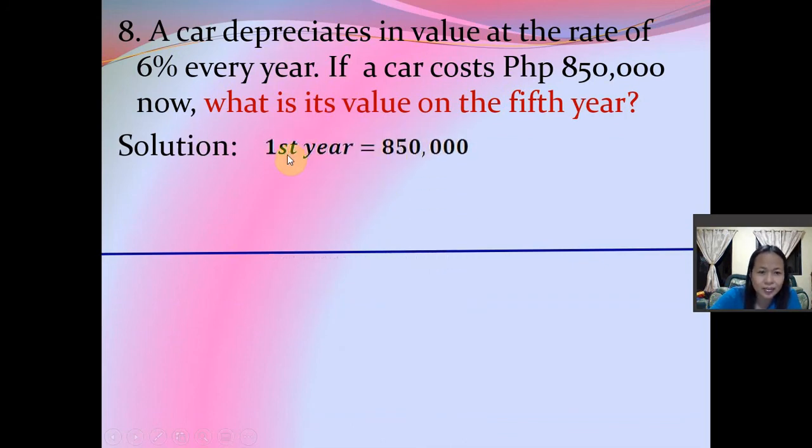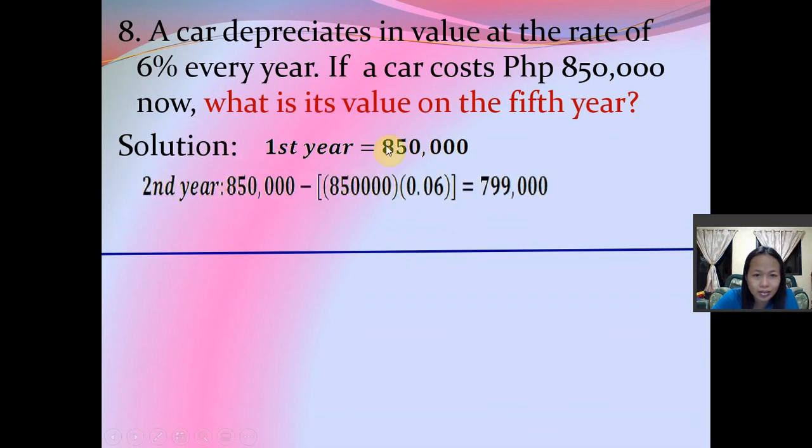On the first year, the cost of the car is 850,000. Every year, the value will depreciate at 6%. So on the second year, this will be 850,000 minus 6% of this, and that is 850,000 times 0.06. The value of this, subtracted from 850,000, gives 799,000. So on the first year we have 850,000, the cost of the car, and on the second year it becomes 799,000.